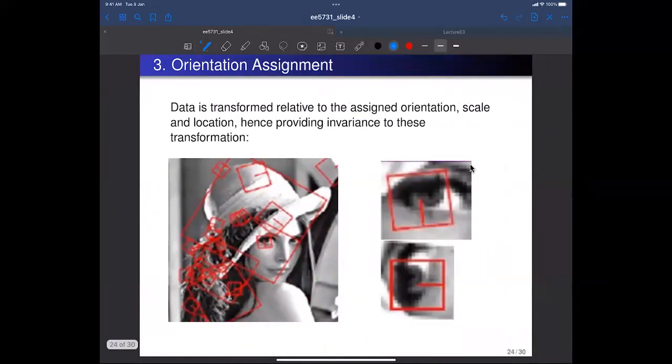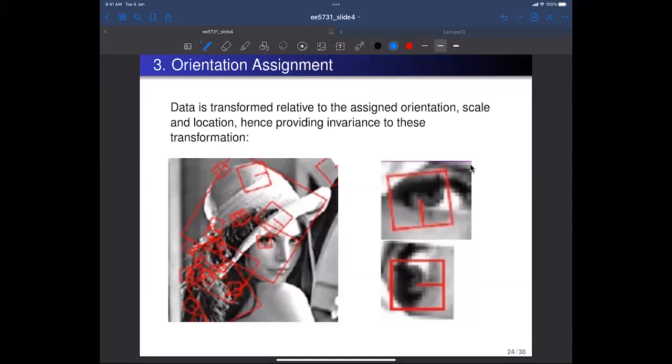The next step is orientation assignment. The idea is very simple. When you have an object like this pencil, for example, if you take a picture, you can take a picture in this way, but you can also take a picture in this way. You can take a picture in any different rotation. The same in a human face, for example, it can rotate as well. In many different objects, rotation can easily happen in many different images. So now how can we deal with this rotation?